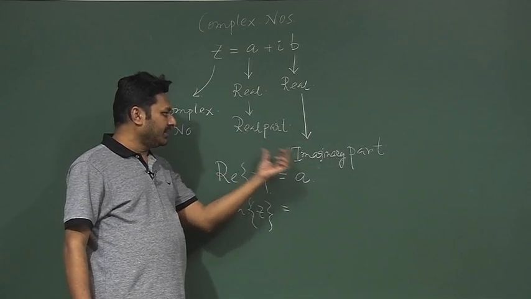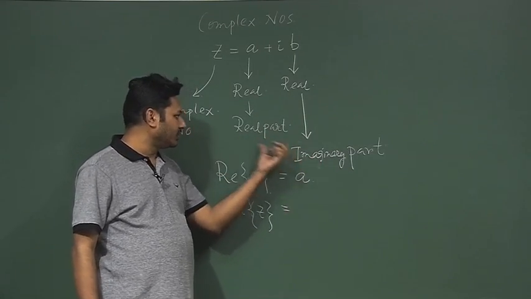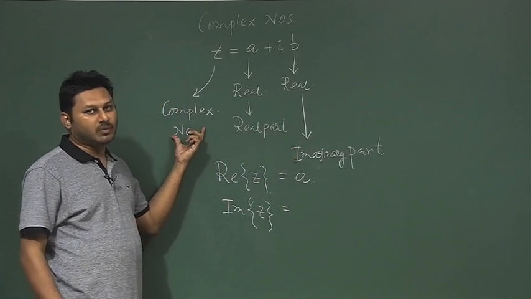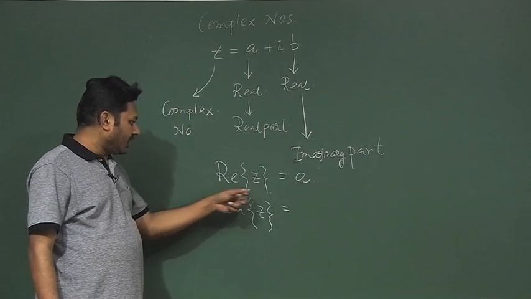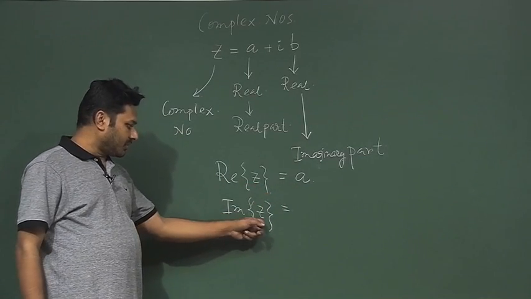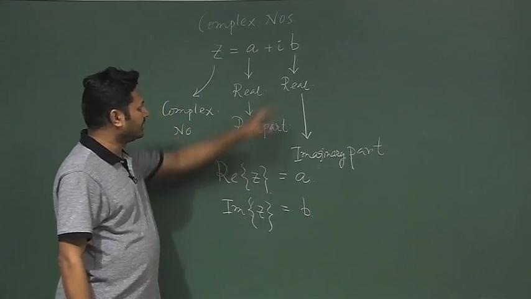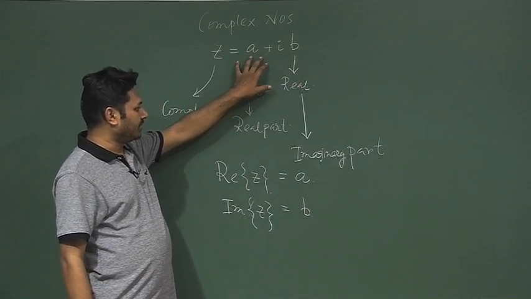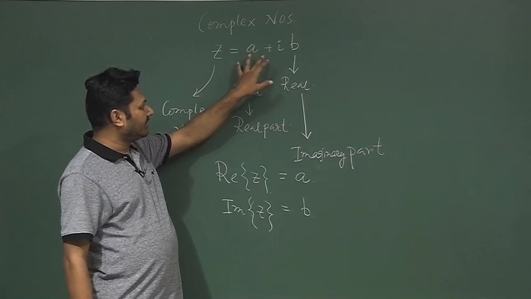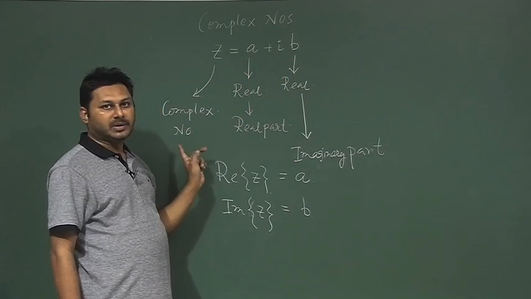Now, the real part and the imaginary part are associated with each other. When we add these two things, we have something which is complex. So, when I say real of this complex number, it will be a, and imaginary of the complex number will be something like b. So, this is the imaginary part, this is the real part. If I add these two things, I will have something which is complex in nature.